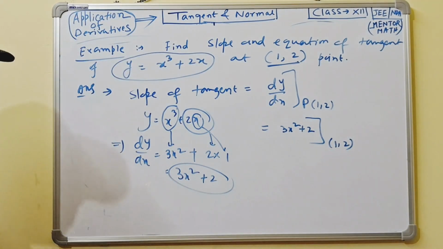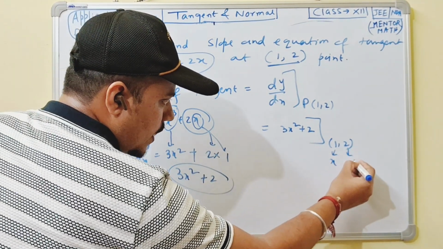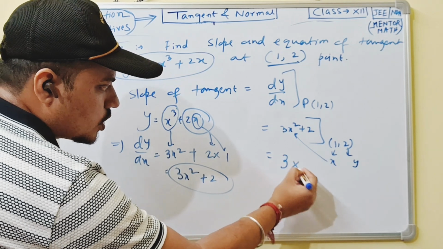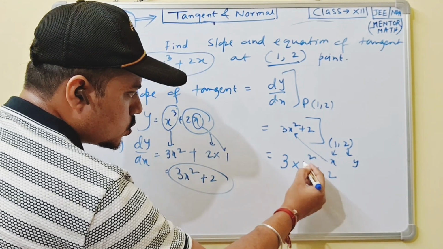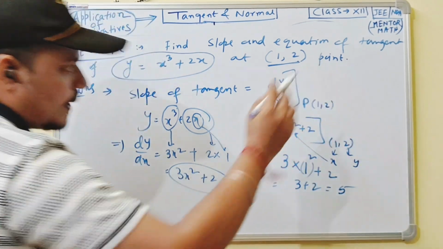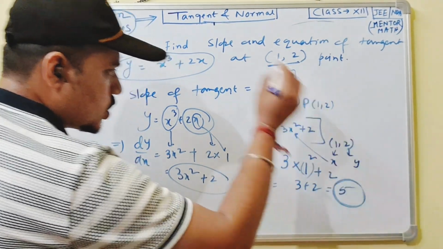At the particular point (1, 2), 1 is the x coordinate and 2 is the y coordinate. You can put the x value as 1. That means you got 3 into 1 square plus 2. That means 3 ones are 3, plus 2 is equal to 5. So you got the slope of tangent. This is your slope of tangent solution.